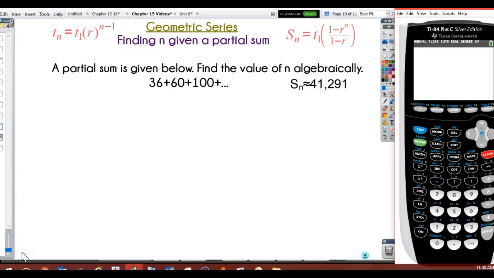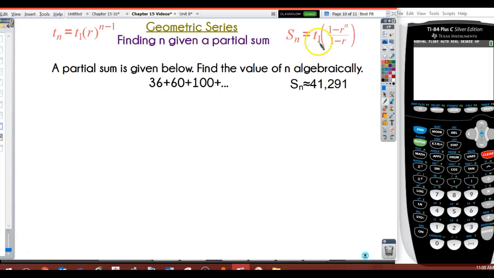In this example, we are given a partial sum for a geometric series, and our task is to find the value of n. So how many terms were added together to get to this partial sum. To start here, I'm going to use our sum formula, but we're going to work backwards. So I know S sub n, what I'm searching for is the n value.